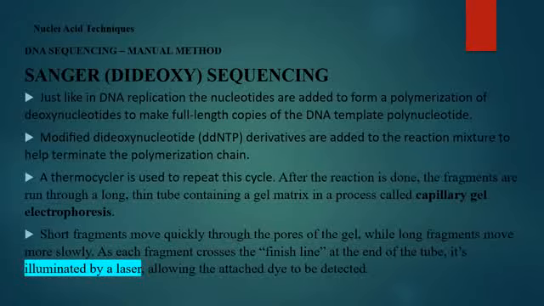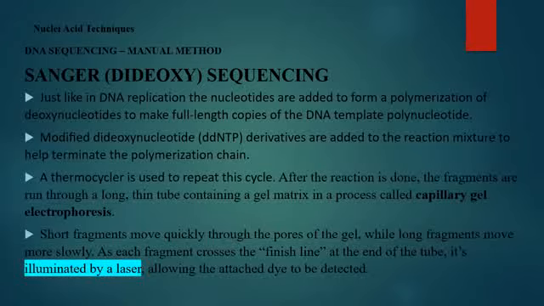And then your almighty thermocycler comes in. This is used to repeat this cycle, because you know that in DNA replication, which is exemplified by the PCR, you need a thermocycler to repeat the system. Heat, cool, heat, cool, heat, cool, heat, cool, like that.